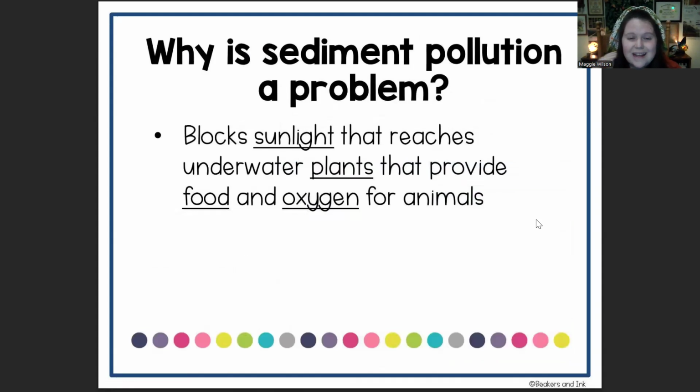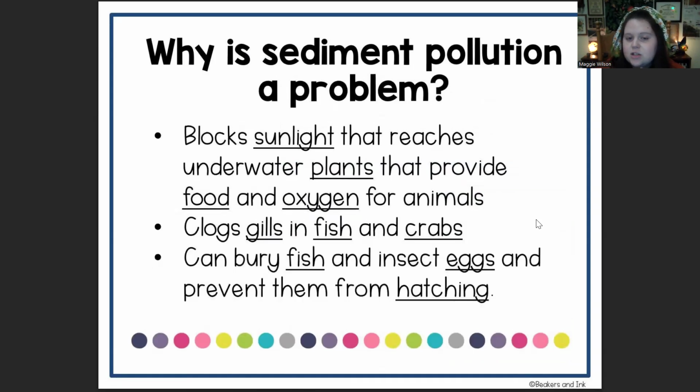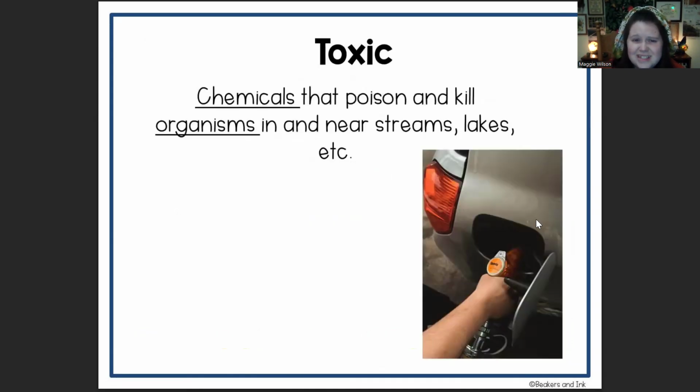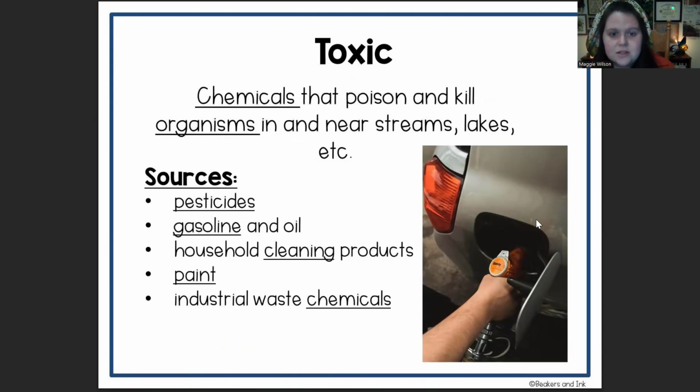Sediment pollution, like we said, can block sunlight. It can mess up the whole ecosystem. It can choke up the fish with their gills. And it can even bury their eggs and make them never get to hatch. Okay. Toxic pollution is chemicals that can hurt us or hurt other organisms. Pesticides, gasoline, household cleaning products, paint, chemicals.